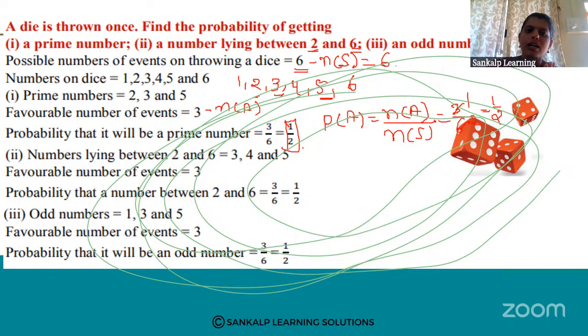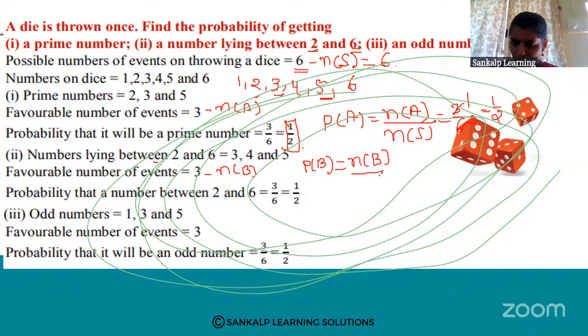Next, numbers lying between 2 and 6. You tell me, how many numbers will you get between 2 and 6? See, 3, 4, 5. 3 numbers I will get between 2 and 6. That means the number of favorable outcomes is 3, which I will call n of B. So the probability of getting a number between 2 and 6, P of B, is equal to n of B divided by n of S, which is 3 divided by 6. 3 ones are 3, 3 twos are 6, here also you will get 1 divided by 2, right?